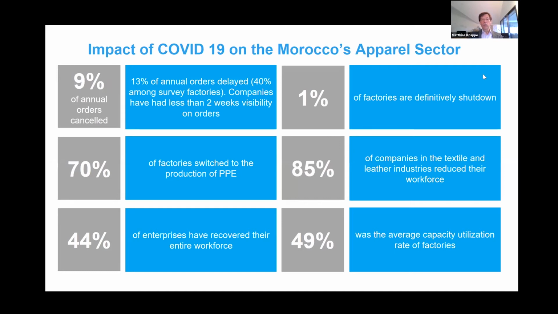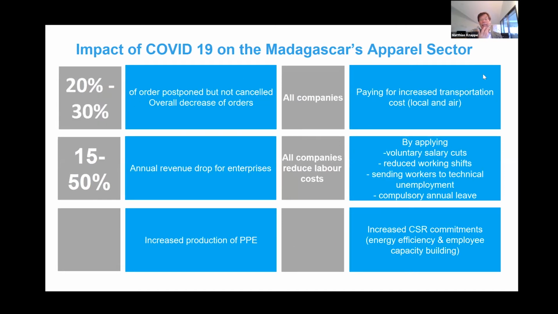If we look into some of the findings for Madagascar, which is just in its initial stage, so we don't really have that many representative figures, but we get some trends already. And we can say that 20 to 30% of the orders that the companies surveyed have been canceled. And there's an overall decrease of orders coming in. All companies face a heavy increase in transportation costs.